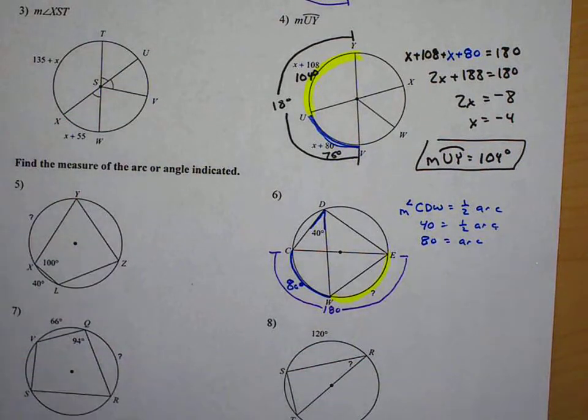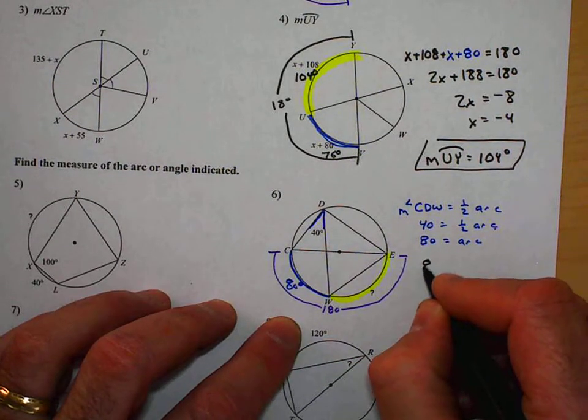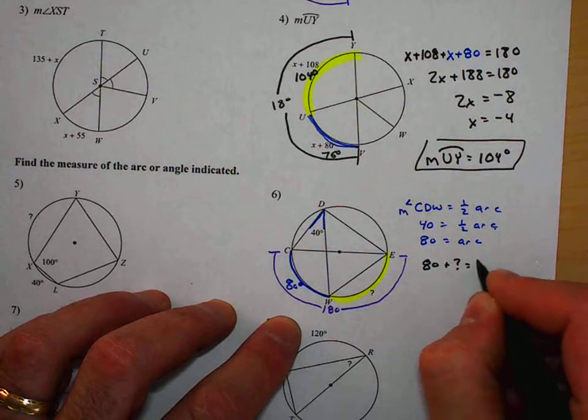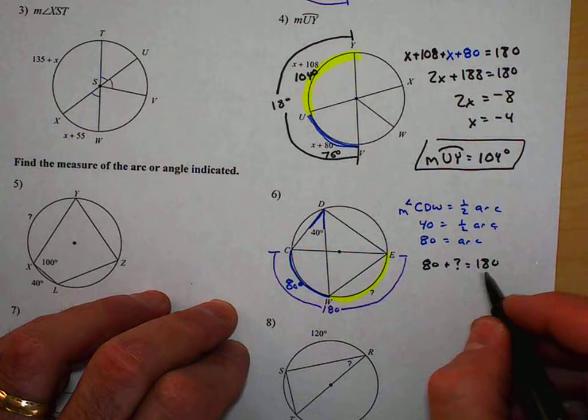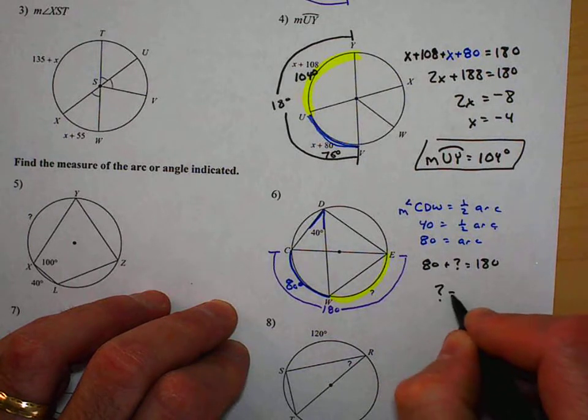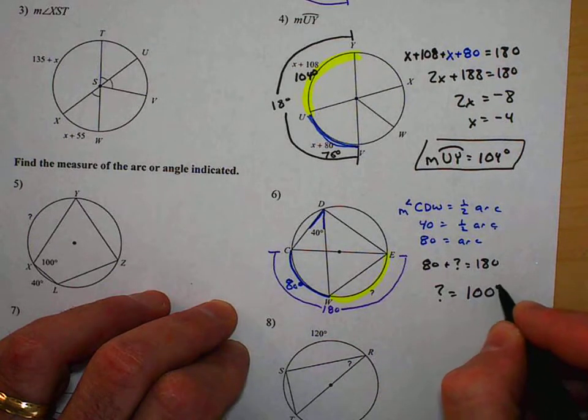I can go ahead and write it out. 80 plus question mark equals 180, because that's the two arcs that are making up that semicircle. Subtract 80 from both sides. The question mark is going to be 100 degrees.